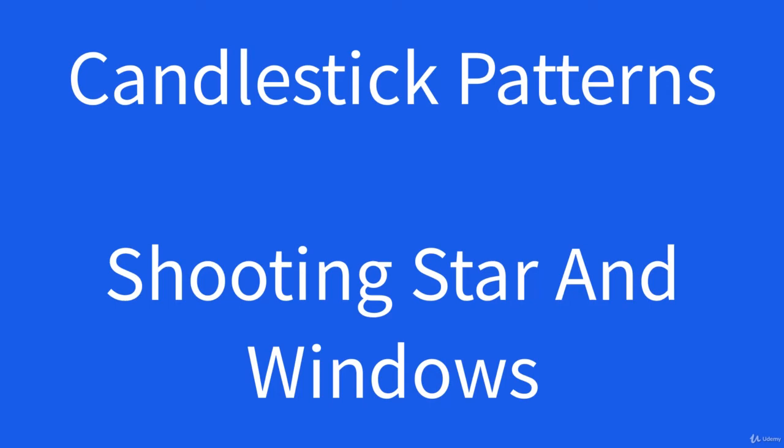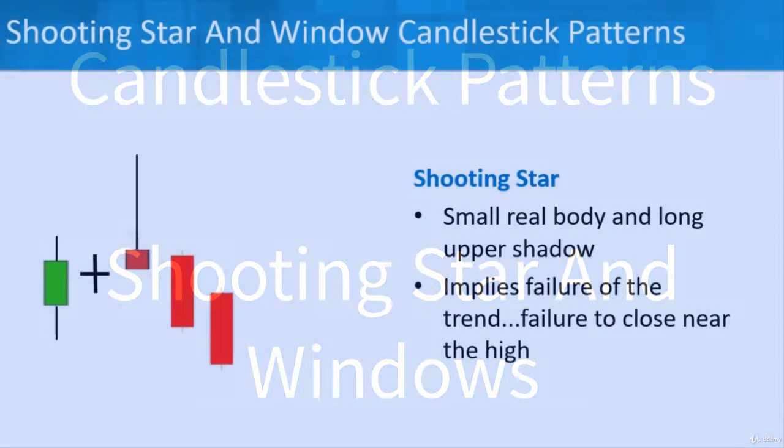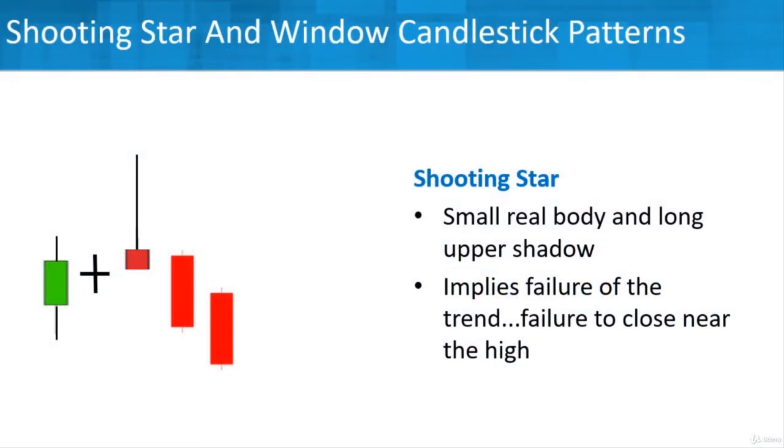So shooting star and window candlestick patterns are very interesting patterns themselves here. In a shooting star, we'll start with that one, you have a small real body and a long upper shadow, right? What it's doing is implying the failure of a trend to continue. It's a failure to close near the high. Certainly the high being in that whole upward shadow, that whole long upward line on the trading range going up. It's not getting you near how high it got during the trading period, the trading day, for example.